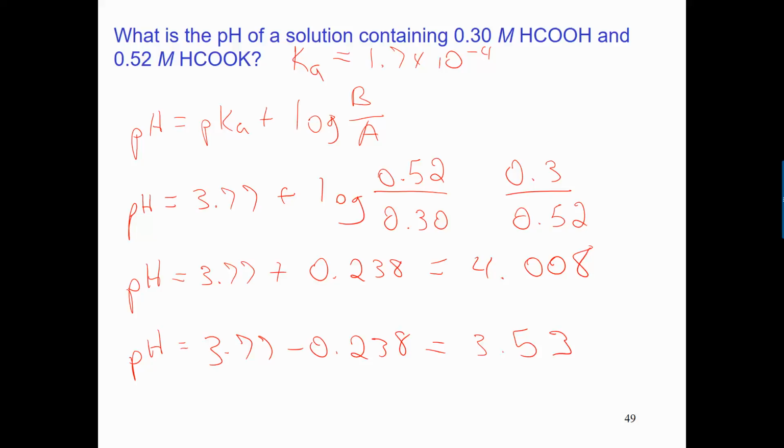If I increase the acid concentration, it's going to react with the base. The base concentration would decrease. Let's say it went down by 0.01 and this increased by 0.01. Because if this decreases by 0.01, this will increase by 0.01. So what's my new ratio here?